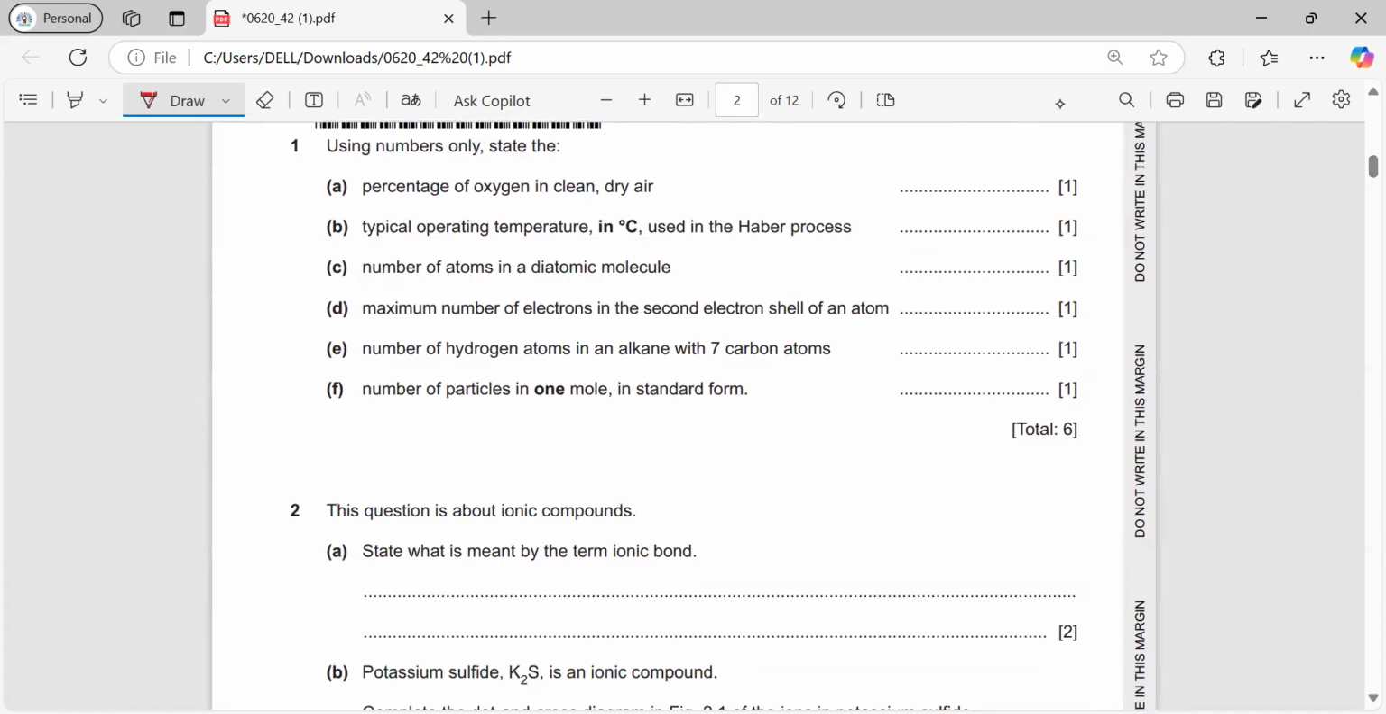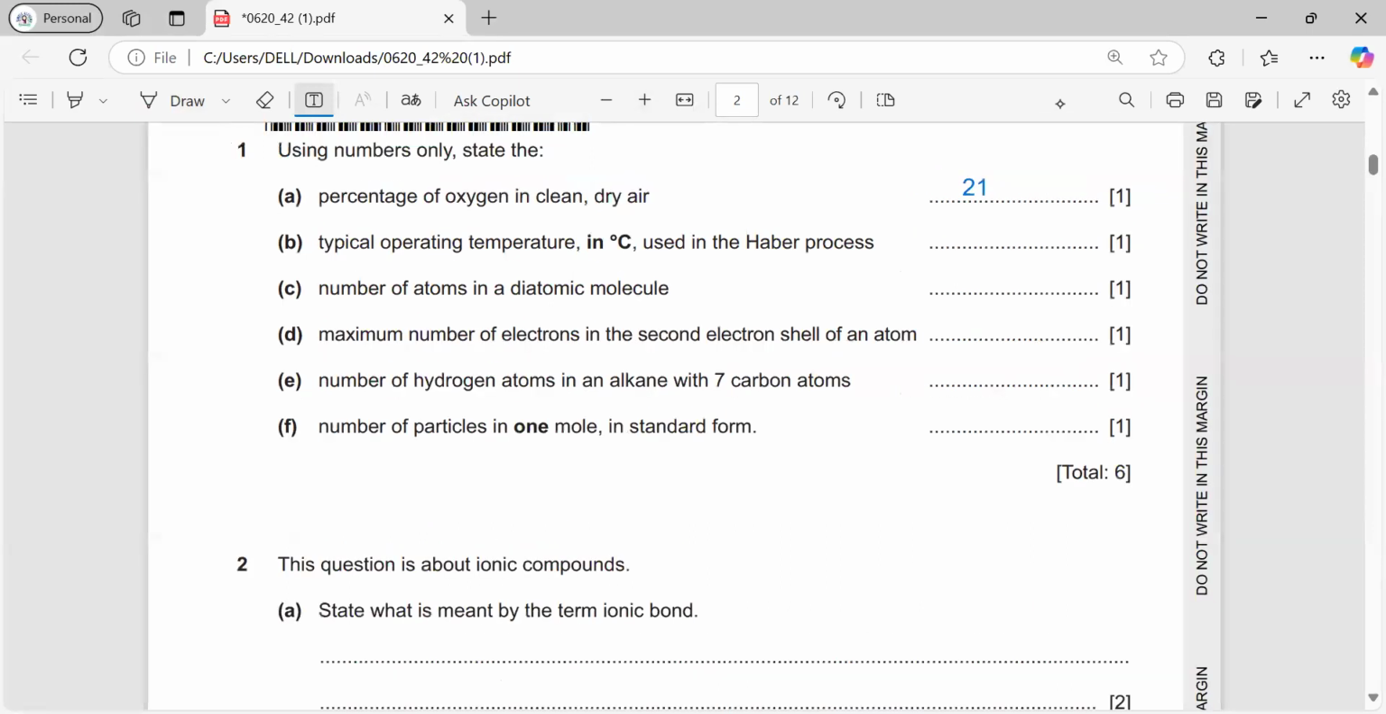Question number 1. Using numbers only, state the percentage of oxygen in clean dry air. So the percentage of oxygen in clean dry air is 21%. Typical operating temperature in degrees Celsius used in Haber's process. So the temperature which is used in Haber's process is the optimum temperature of 450.